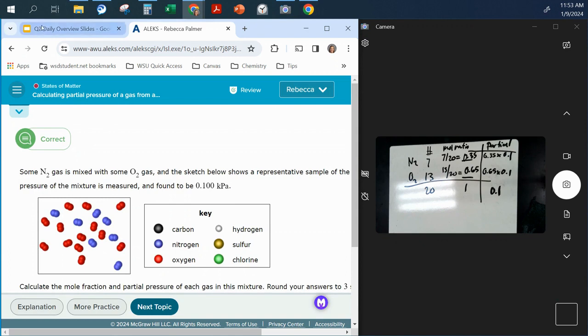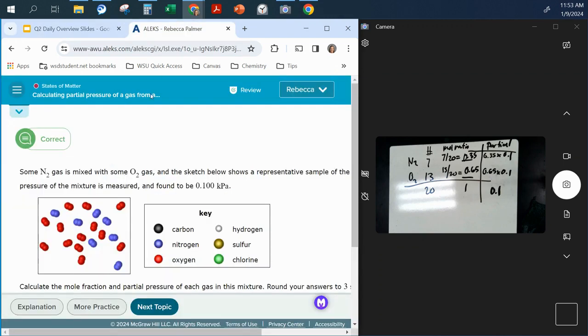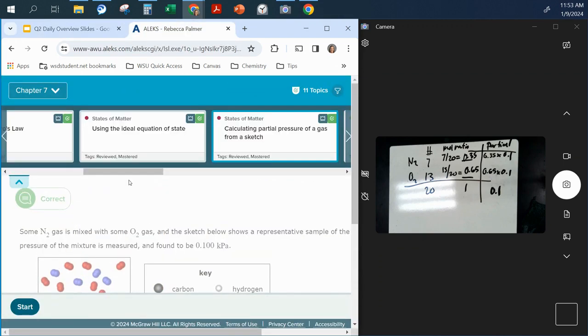Okay. Next one. The next one is hydrogen bonding interactions. I multiplied it by 0.1, yes, because that's the total pressure in the system. So I'm looking at the fraction that is nitrogen gas and the fraction of the pressure that's contributed from the oxygen gas.